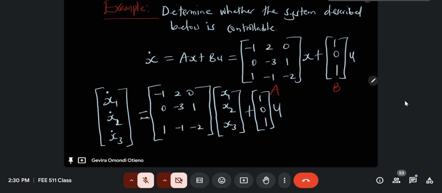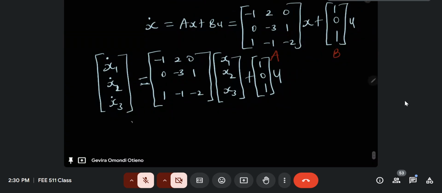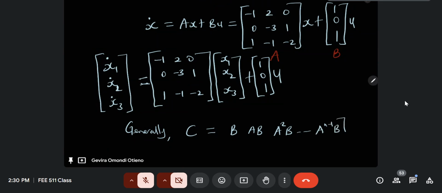So how do we test for controllability? We have just seen that generally we need to look for the controllability matrix. And the controllability matrix was given by B, AB, A squared B, and then it goes on all the way to A^(n-1)B, okay?